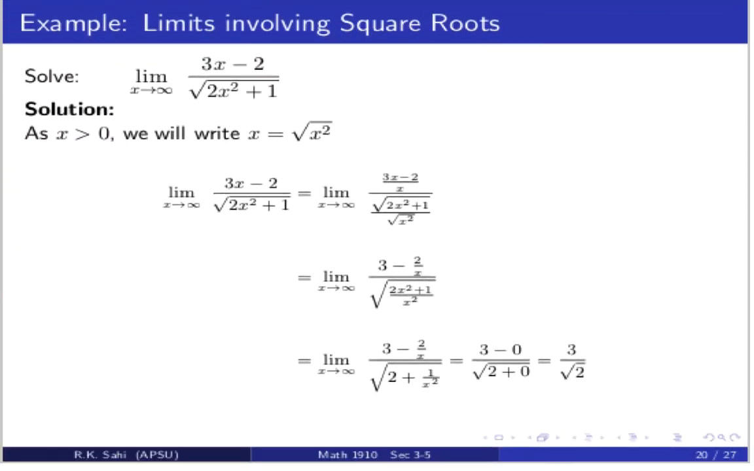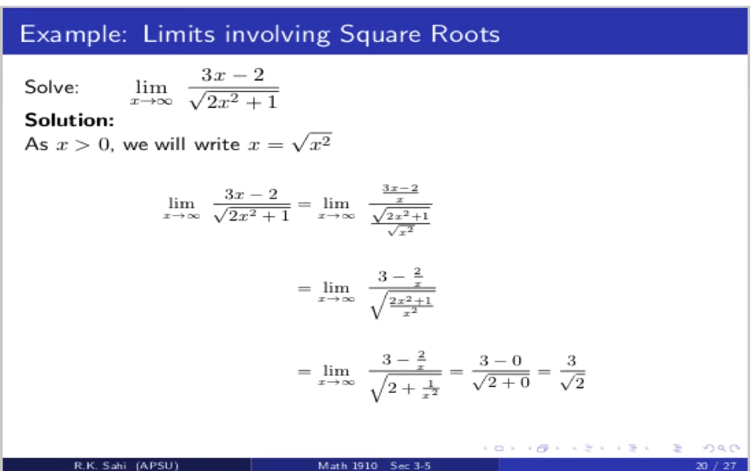The first example is the limit as x approaches infinity of 3x minus 2 divided by the square root of 2x squared plus 1. Because square roots are involved, you have to be very careful. In the numerator we have a linear function, whereas in the denominator we have a square root function. So keep in mind, this is not a rational function.